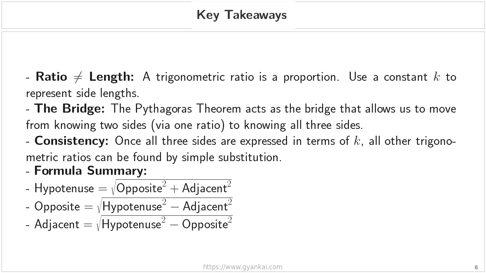Finally, let's quickly recap the formulas you should have memorized. To find the hypotenuse, take the square root of opposite squared plus adjacent squared. To find the opposite side, take the square root of hypotenuse squared minus adjacent squared. And to find the adjacent side, take the square root of hypotenuse squared minus opposite squared.